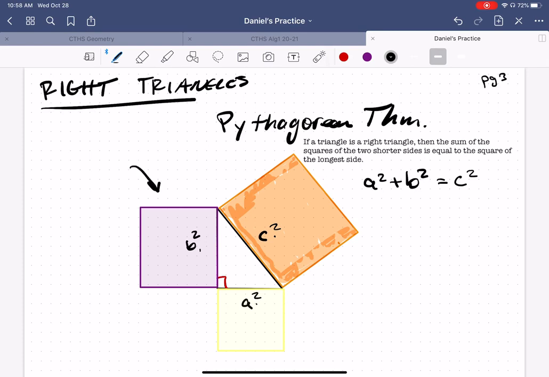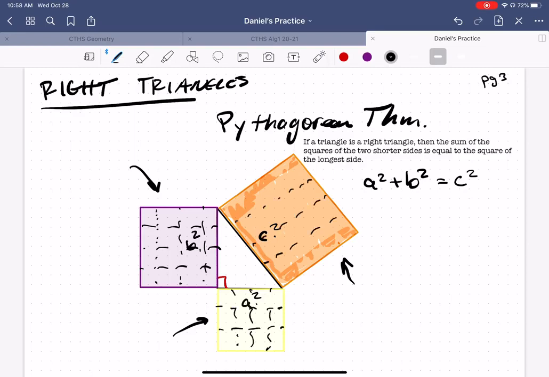Imagine these are rooms in a house, okay? And I'm going to tile these rooms. That means if I use 12-inch tiles, I'm going to use the same amount of tiles tiling room A and B as I would tiling room C, okay? This is a poorly drawn example, but the idea is the same, okay?